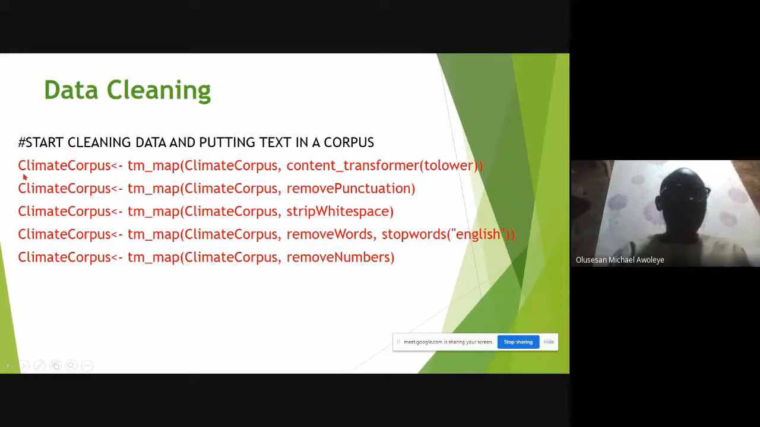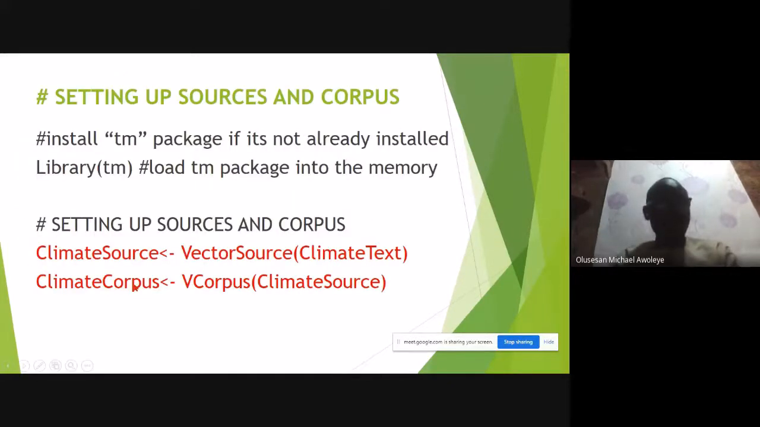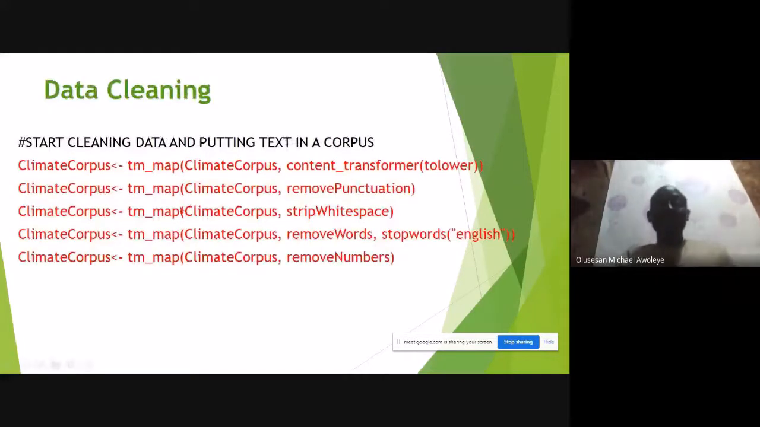This first line, climate corpus. Like I told you, we are going to be updating this climate corpus. Whatever you're going to do, you update it so that you continue to carry it forward, like carry forward in accounting, until you get to your final end. So here, this first line, we want to use this function in our text mining package. tm_map will be used to transform the contents to lowercase.